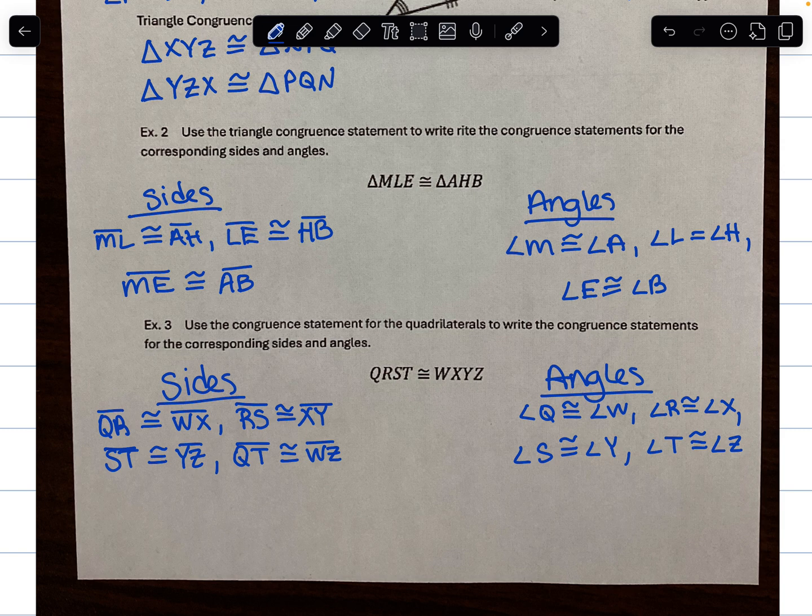As you finish, you can check up, make sure you have the correct answer. Angles are usually pretty easy because you only have to do one at a time, right? First and first, second and second. Sides sometimes can trip us up. I just went the first 2, then the second 2, then the last 2, and then I went to first and last.